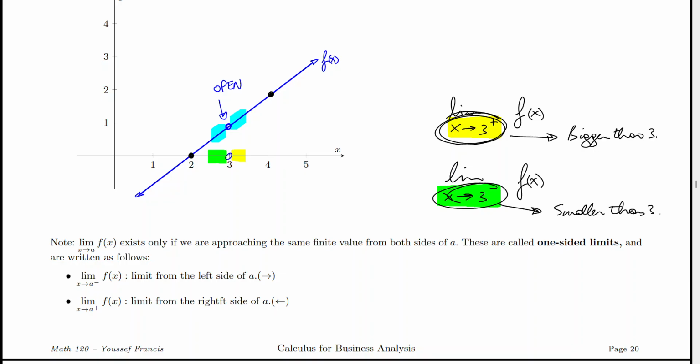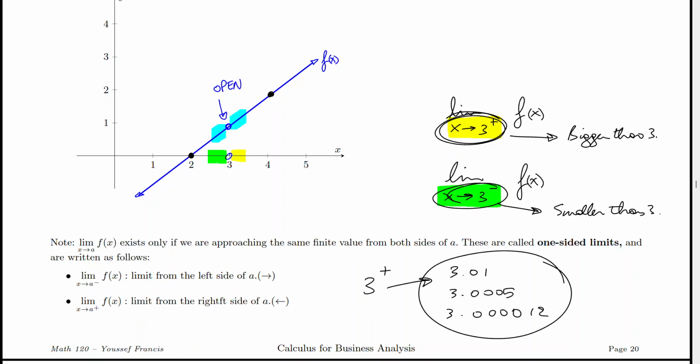So to summarize, 3 plus and 3 minus are not specific values. So when I say 3 plus, you should start thinking in your head 3.01, 3.00005, or 3.0000012, and things like that. So pick a bunch of random numbers in your head that are slightly bigger than 3. Don't go picking 3.5. That's way too big. Your number should be, for all intents and purposes, like a 3. So if you rounded it, it should be basically a 3.